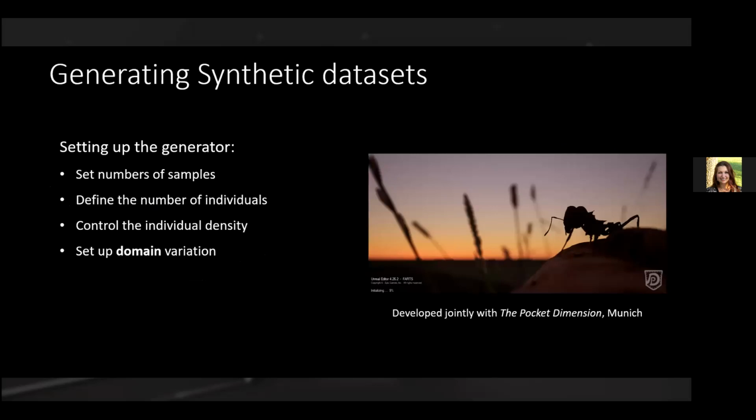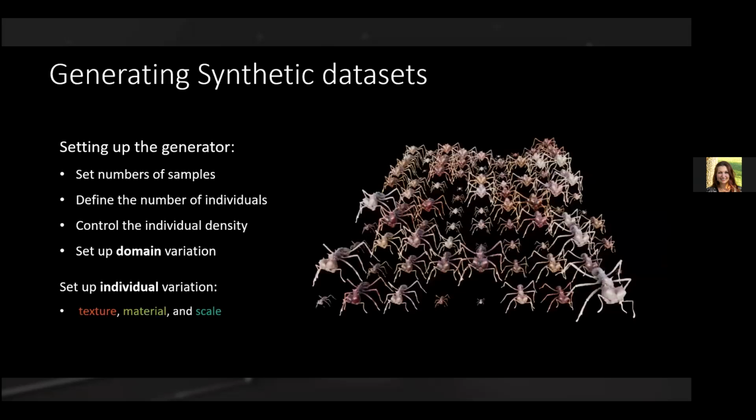Now, this specific generator I'm developing jointly with the Pocket Dimension in Munich. When we think about what this generator has to do, we need to think about what is the domain or the environment that we need to simulate, and what are the animals that we need to simulate. So when setting up this generator, we first need to understand how many samples we need, so how many images we need to output at the very end. We need to define the number of individuals that we want in there, control the density, so the proximity between individuals, and set up domain variation, so what kind of noise and everything we want to put on top of it. And also, we need to set up the individual variation.